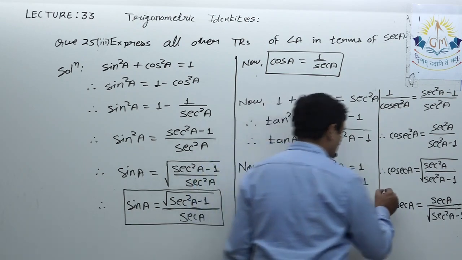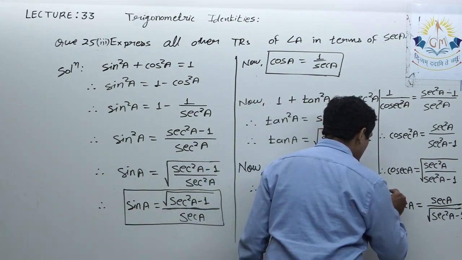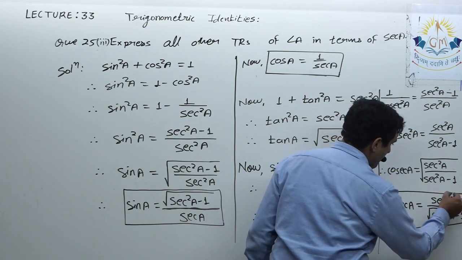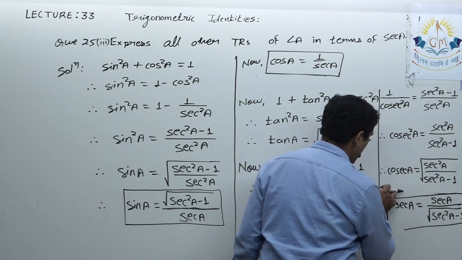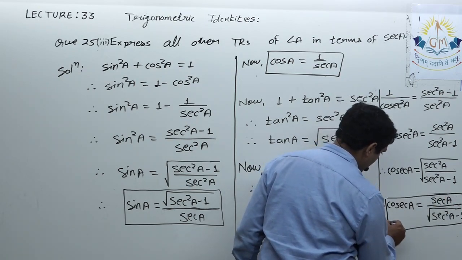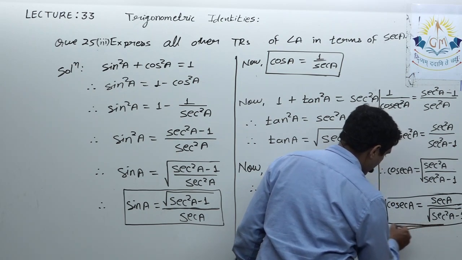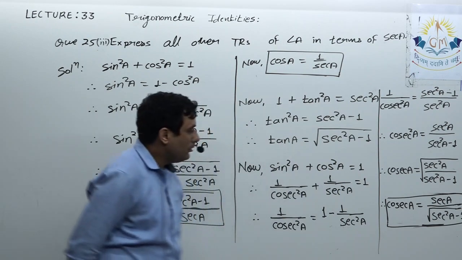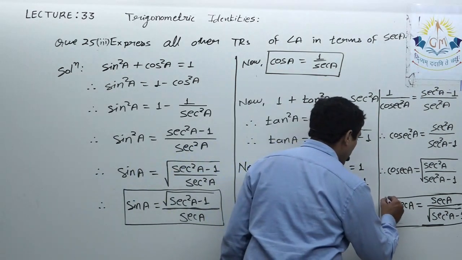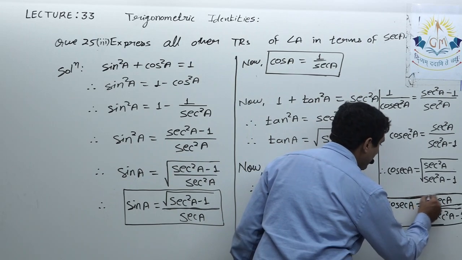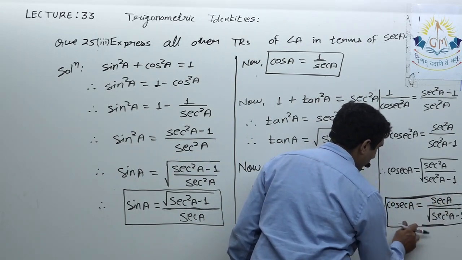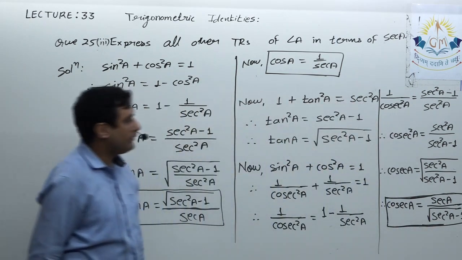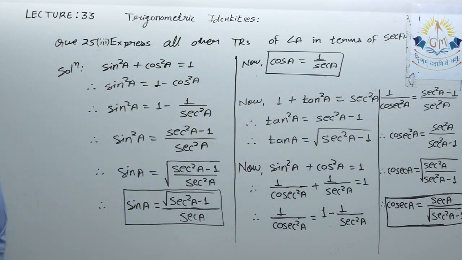Okay, so this is cosec A in terms of sec A. Please note it down. Then only one is left, that is how to write cot A in terms of sec A. Note it down up to this point.